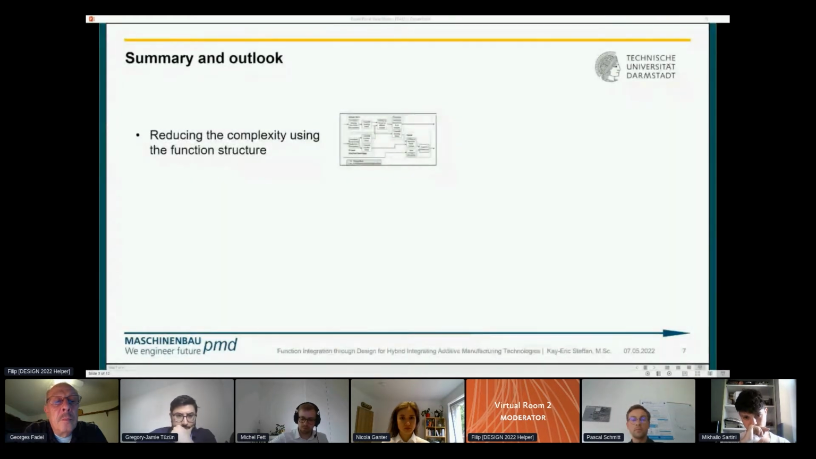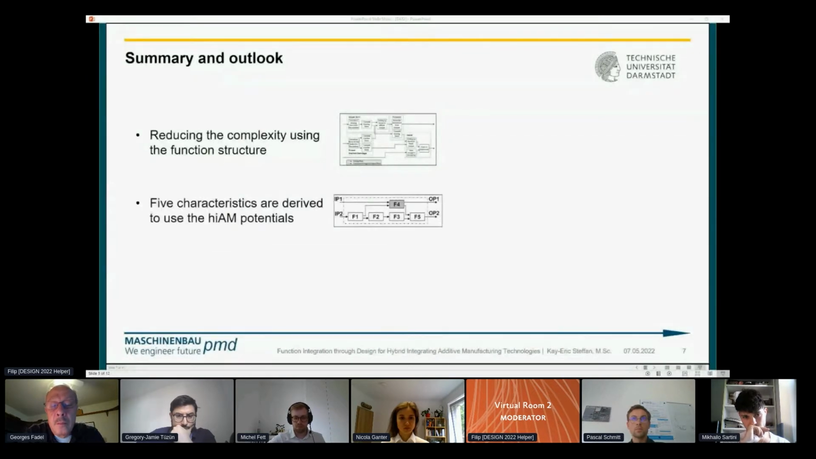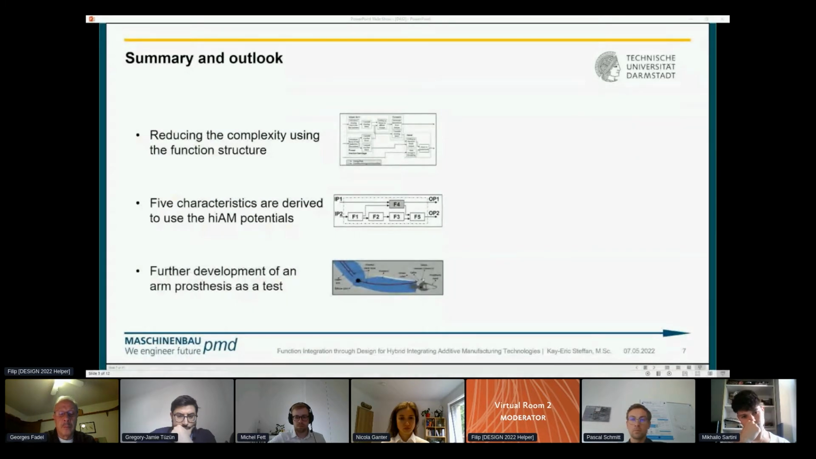Summing up, we use the function structure to reduce the complexity of the product model. Five characteristics are derived to use the HighAM potentials from examples in literature. The characteristics found were used for the further development of a mechanical arm prosthesis.